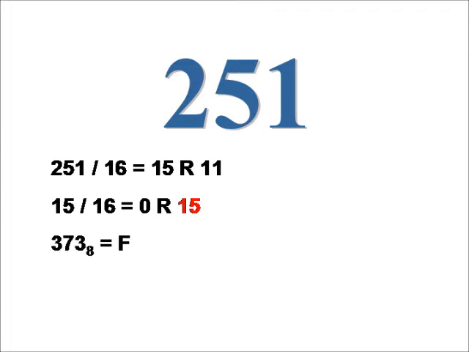Then we're going to take the last remainder after that, which is 11, and we will give that its hexadecimal representation, which is B. And there you have it. 373 in octal is FB in hexadecimal.